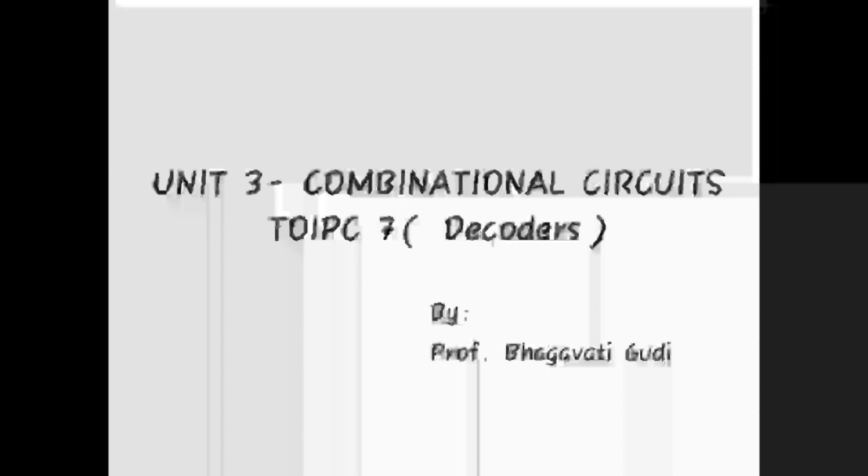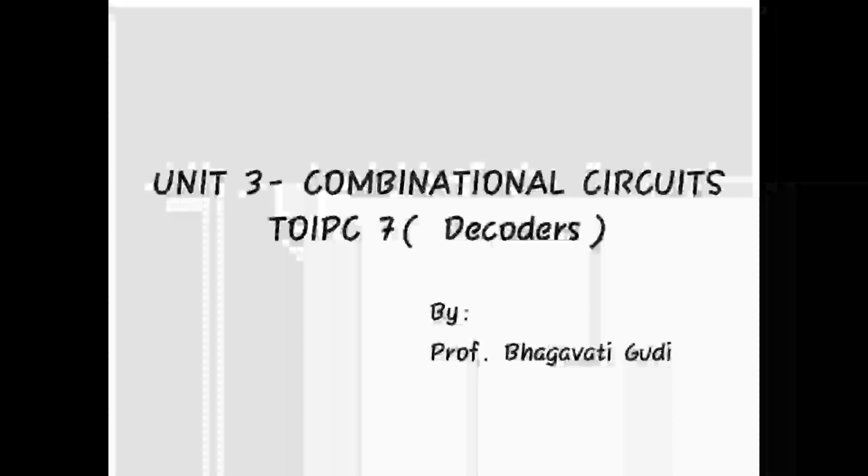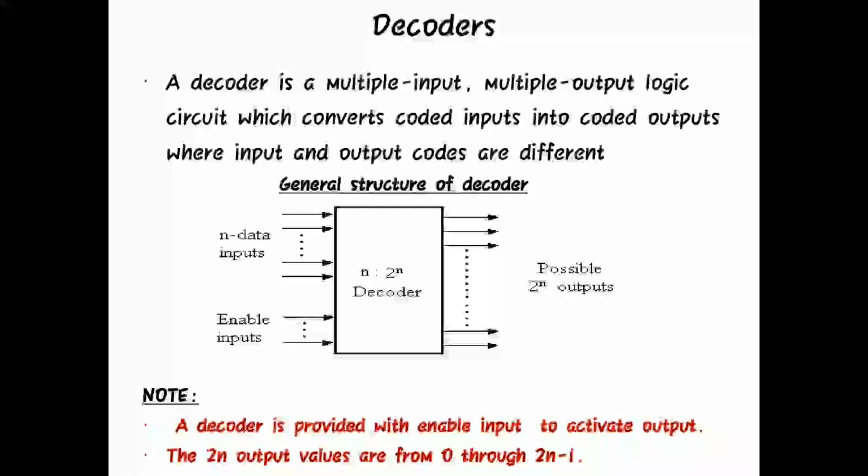Hello students, today we'll be dealing with topic number 7, that is decoders. So basically till today we have studied what adders are, what subtractors are, and what a magnitude comparator is. The next topic is decoders.